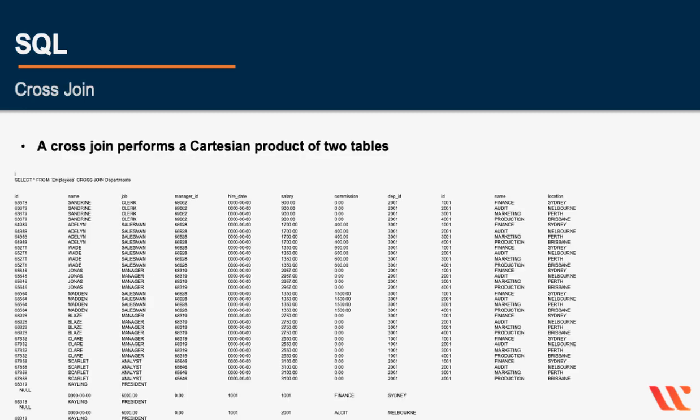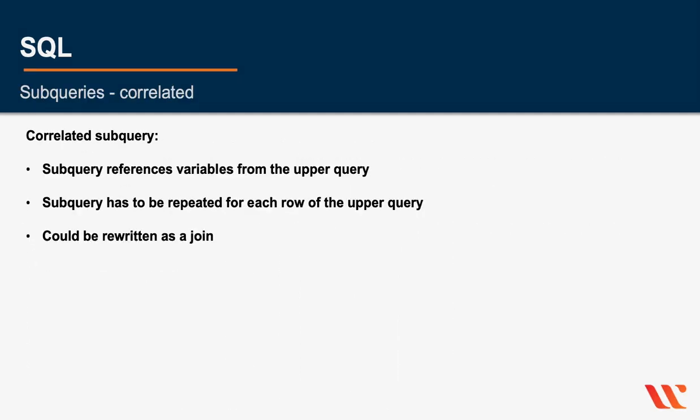Now we can also do a cross join, which is basically a Cartesian product between 2 tables. So if you do select star from table A cross join table B, then you'll get the Cartesian product: all the rows from table A times all the rows from table B.